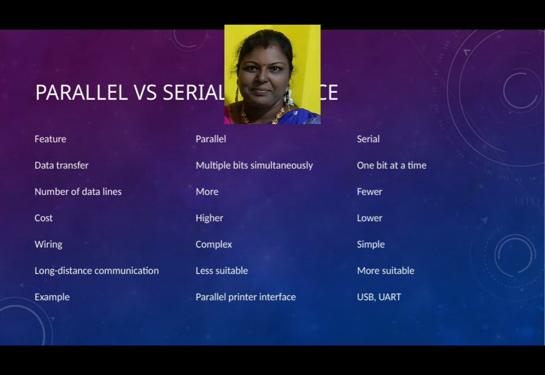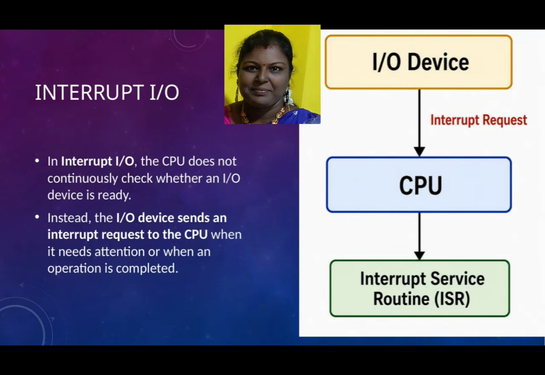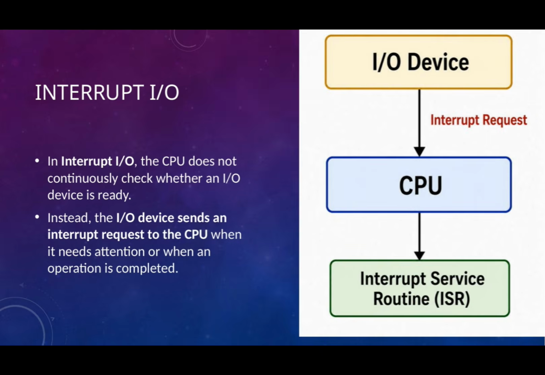With interrupt I/O, the CPU isn't stuck constantly checking if a device is ready. Instead, the device takes the initiative. It sends an interrupt request to the CPU when it needs attention or when a task is done. This way, the CPU can focus on other work and respond only when necessary, making the whole system more efficient. It's a smarter way to handle communication between the CPU and I/O devices.